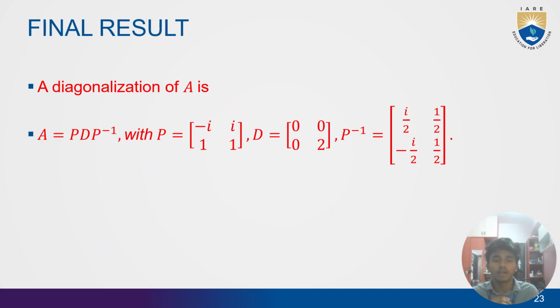Final result. The diagonalization of A is equal to P D P inverse with P is equal to [minus i, i; 1, 1], D is equal to [0, 0; 0, 2], and P inverse is equal to [i by 2, 1 by 2; minus i by 2, 1 by 2].